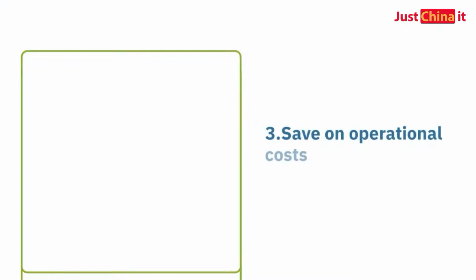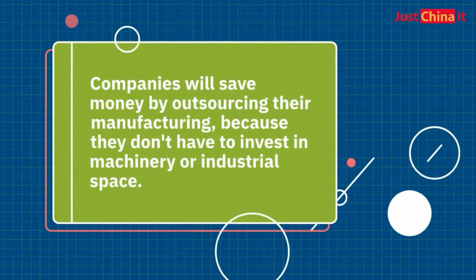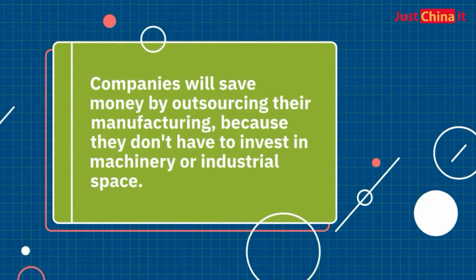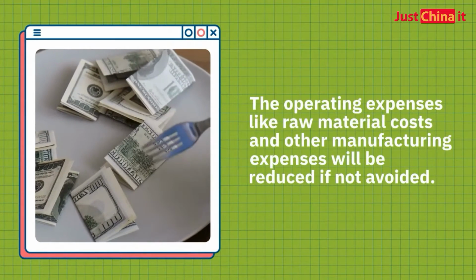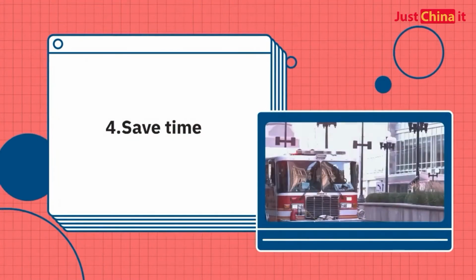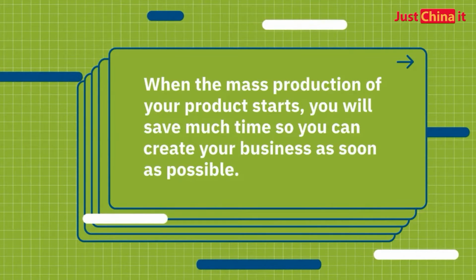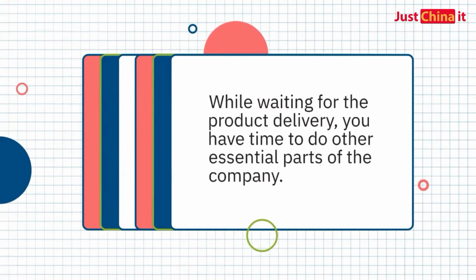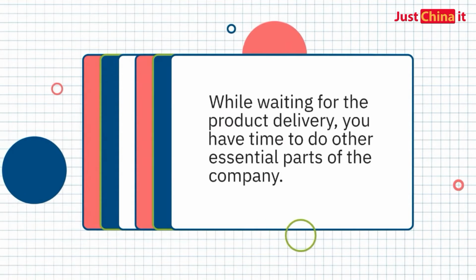3. Save on operational costs. Companies will save money by outsourcing their manufacturing, because they don't have to invest in machinery or industrial space. The operating expenses like raw material costs and other manufacturing expenses will be reduced if not avoided. 4. Save time. When the mass production of your product starts, you will save much time so you can create your business as soon as possible. While waiting for the product delivery, you have time to do other essential parts of the company.